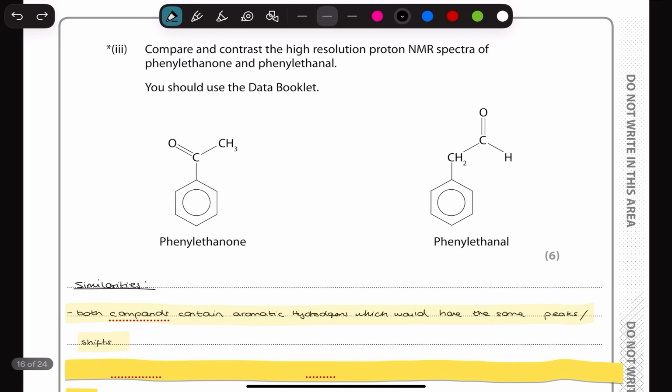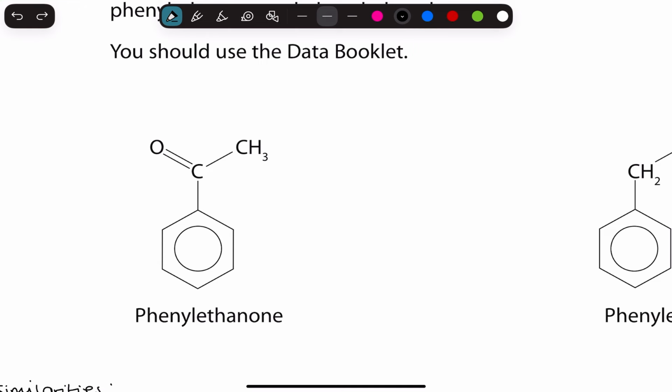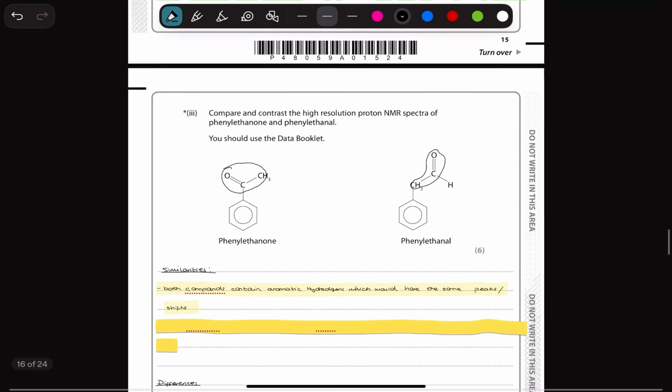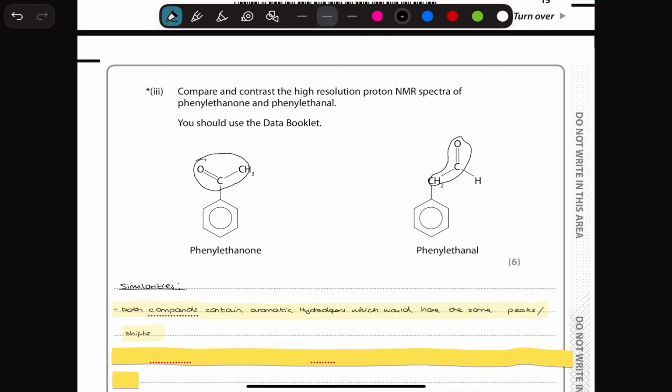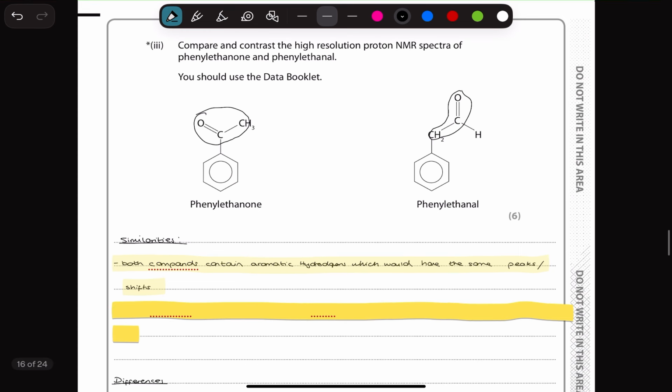Now the second similarity is to do with the carbon-carbon. So if you notice, both of these compounds have a C double bond O, CH kind of group. So here is CH3, and then here you've got the C double bond O, and then CH2, so CH again. So those two are the same groups as well. And if you look at the data booklet, that specific group would produce a peak between 1.7 and 3, or like 2.8 or something. Of course, it doesn't have to be exact. As long as the examiners know what you're talking about, you could just write the shifts as to what you think it would be. So that's the second one.